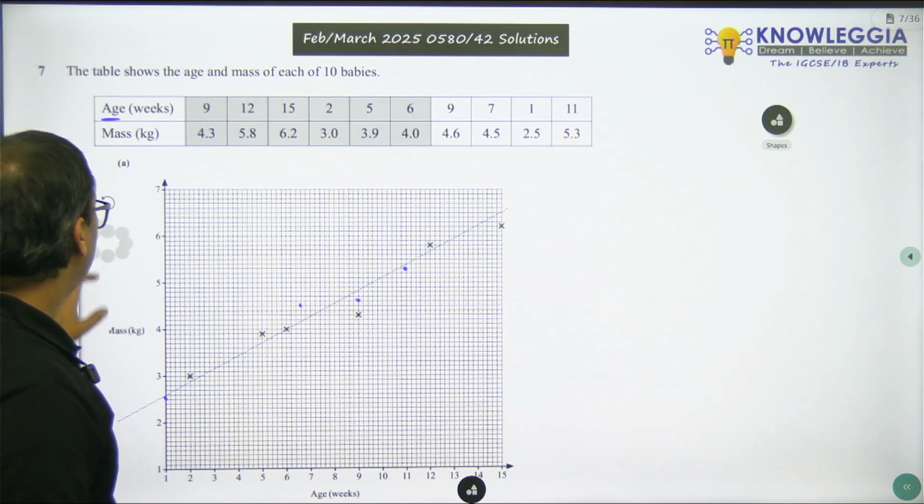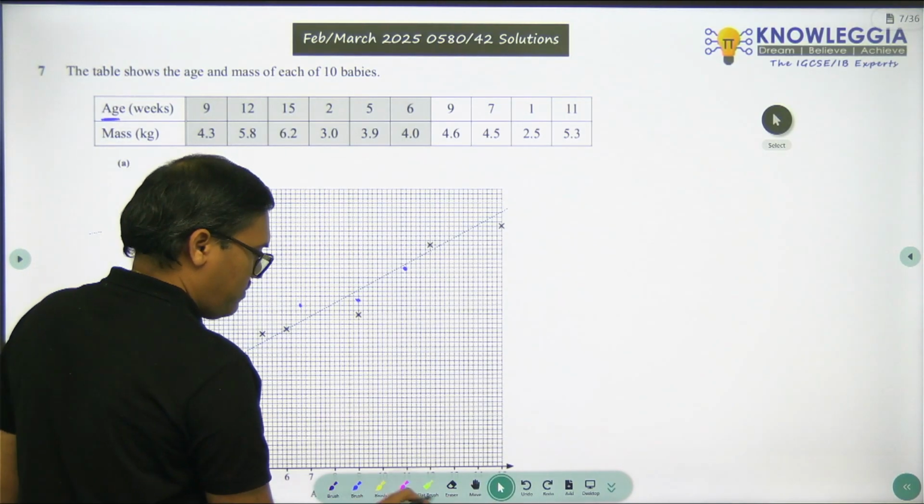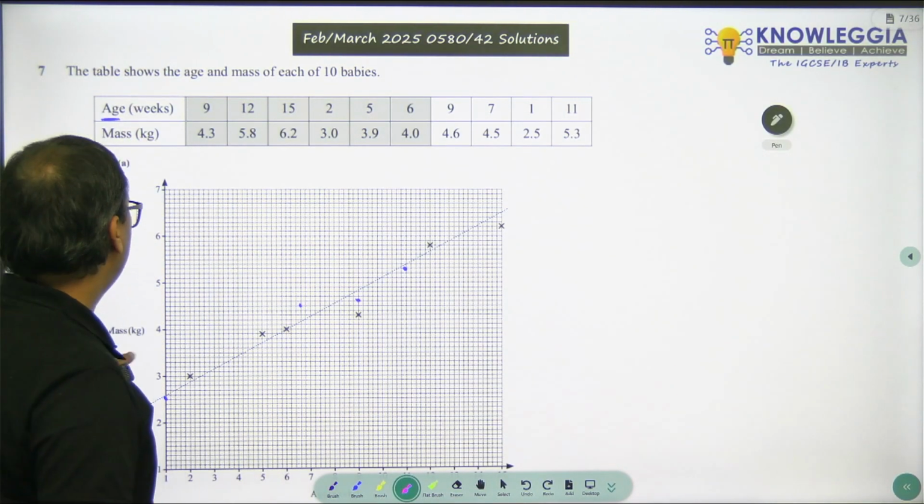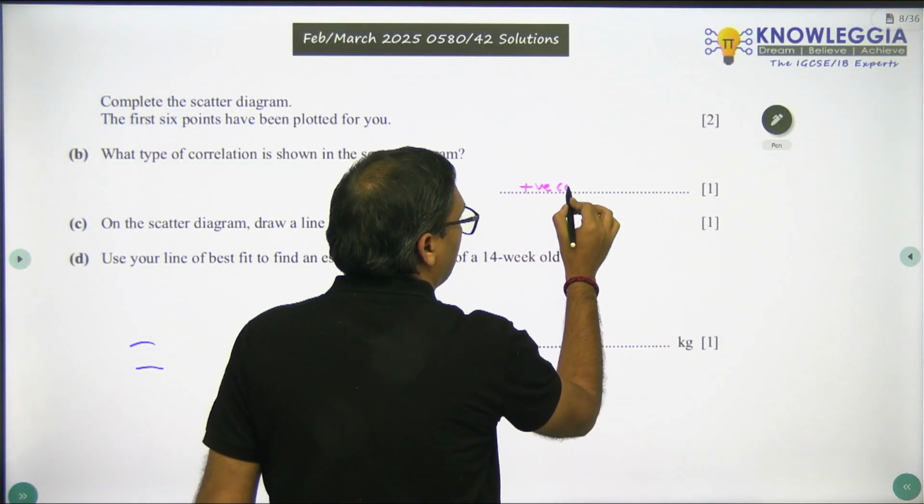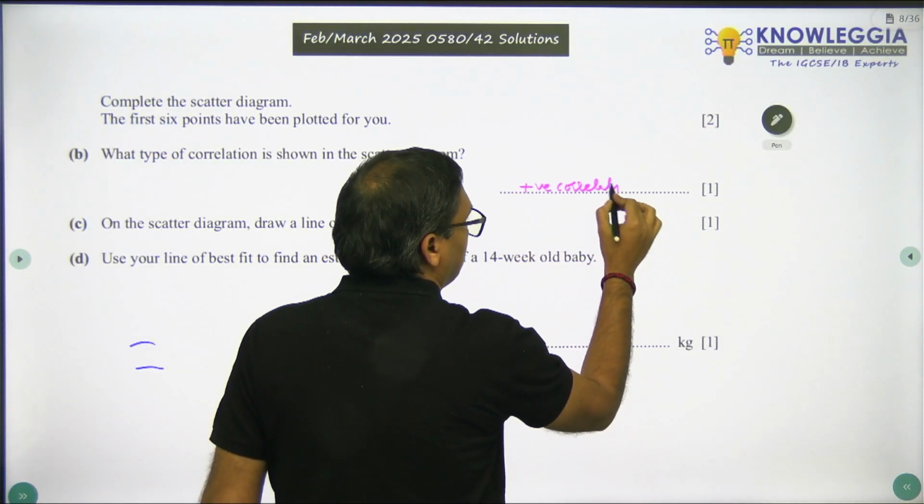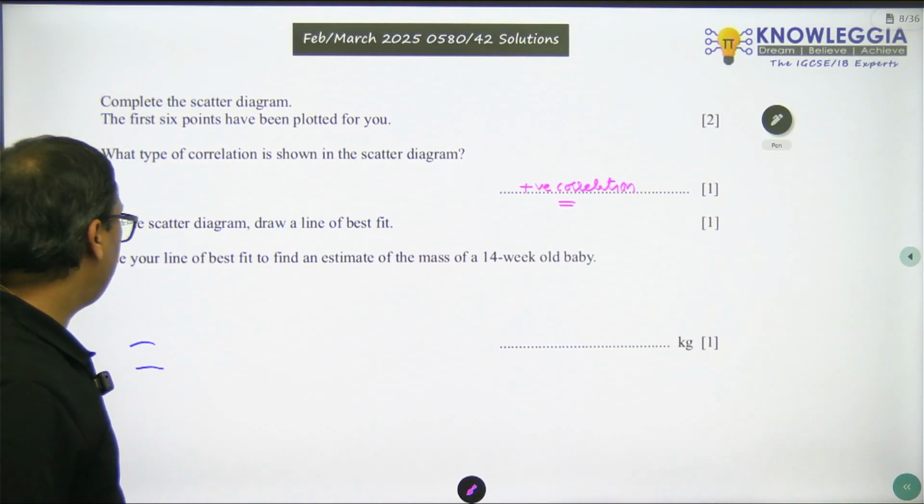So what is the answer? This one is a positive correlation. So the answer for this is positive correlation. Okay. Draw the line of best fit, that is done.